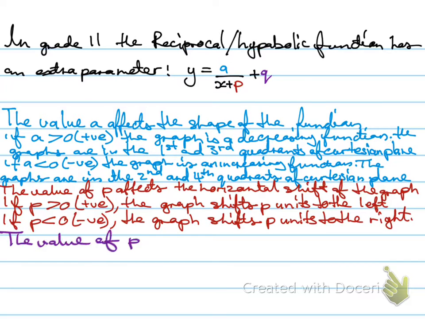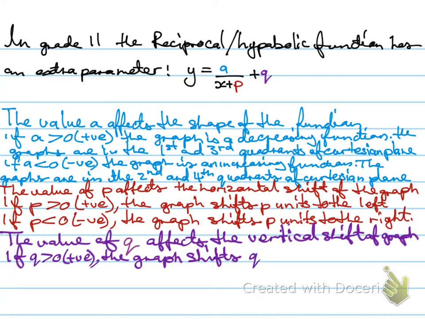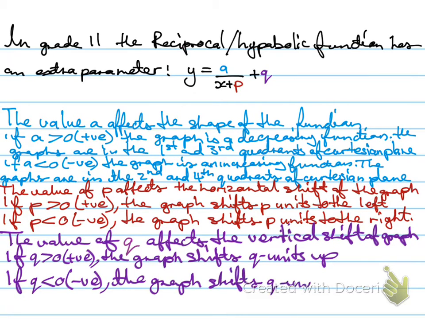It might be confusing, but you need to know that. And then the parameter q, so this is parameter q, not p, right? If q is greater than 0 or positive, the graph shifts q units up. And if q is less than 0, negative, the graph shifts q units downwards.